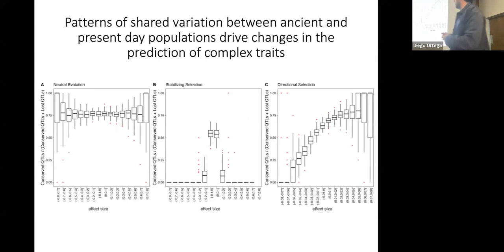And why does this happen? I'm going to give the long summary of why this happens: there are different patterns of shared variation between ancient and present-day populations when there are different evolutionary processes acting on the trait. Under neutral evolution, whether a particular locus is conserved or not is not going to depend on the effect size of a new mutation. However, under stabilizing selection, the mutations that have a higher impact on the trait tend to be deleted from the population, and that affects your prediction of ancient traits. And that is something that we see over here.